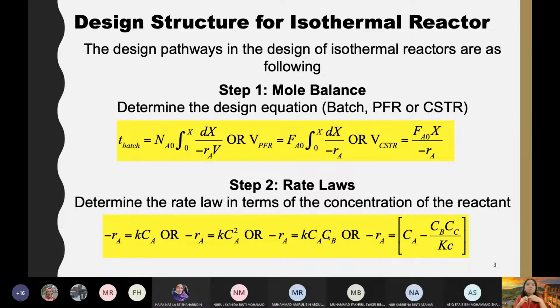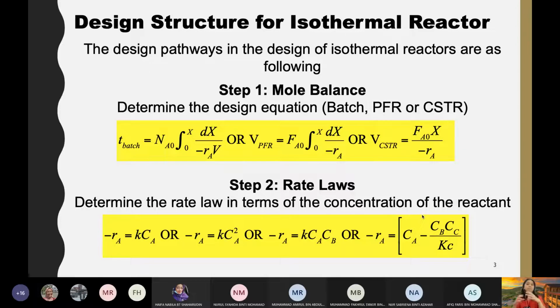Okay, so it's also possible you will have a reversible reaction. Meaning the reaction goes forward and goes backward. So a reversible reaction has its own rate law. At the back, if you notice, the minus RA in brackets CA minus CBCC over KC is actually the rate law for a reversible reaction, which you have not learned yet. Reversible I will teach at the end of this chapter. You will learn about reversible. So for reversible, the rate law is different too.